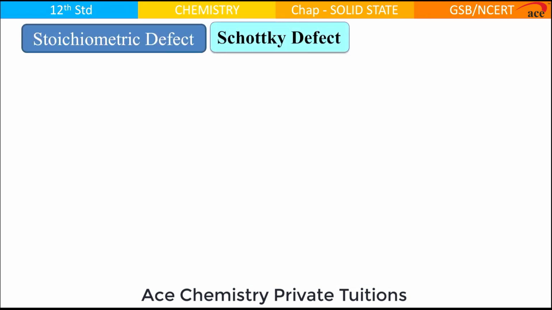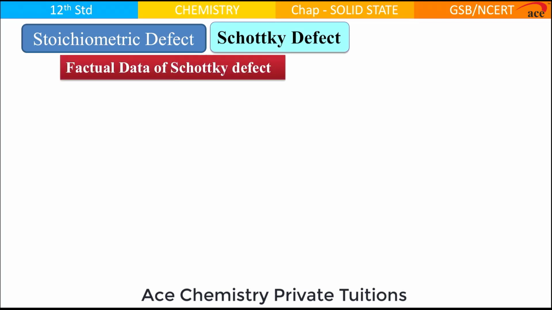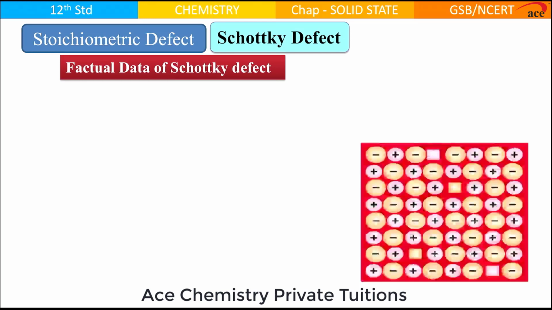Alright, there is experimental data available for Schottky defect. Factual experimental data available of Schottky defect. This is an NCERT diagram. Those who want to know, the NCERT diagram of Schottky defect is like this, where you are able to see a square has been shown. That means here a cation is missing. Here also a cation is missing. A square here is shown, that means an anion is missing. And one more square has been shown, that means an anion is missing. So as per the NCERT diagram, they are showing that the cations and anions are missing.